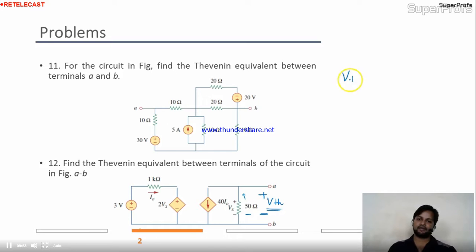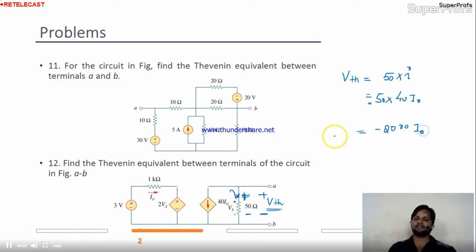So can I say the VTH is nothing but 50 into I, and remember this I direction should be from this side. If the I direction is this side, then only you will get positive VTH, meaning the drop will be like this, similar to whatever you assumed. Okay, so 50 into I. But here the current is in the opposite direction. Current is coming from downwards. Okay, so that's why it's a minus. Minus, and the value of current is 40 I naught. So finally this one is I naught. Is it okay?